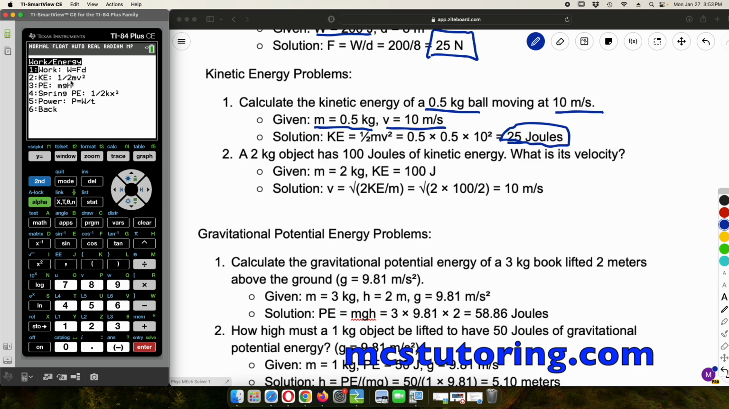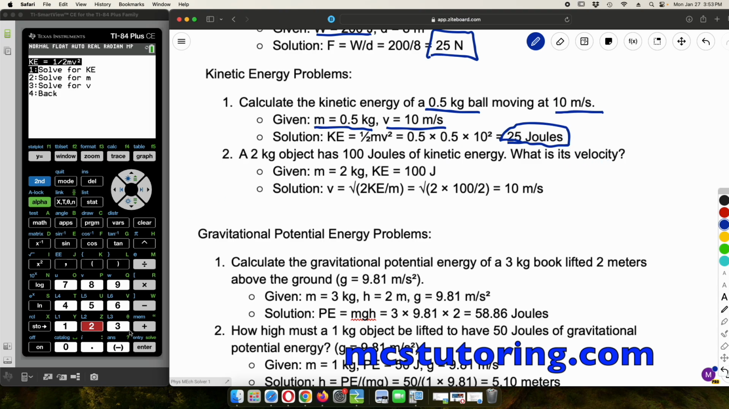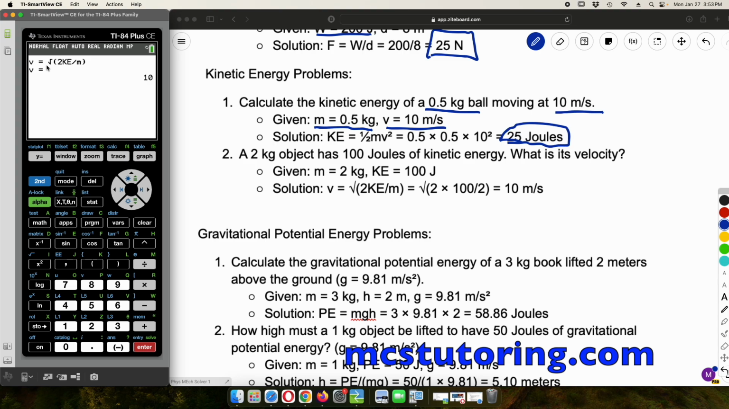Again, we're going to choose 2 in the work energy submenu, 2 for kinetic energy. And then we're trying to find velocity. What is its velocity? So we're going to solve for V. The kinetic energy is 100, so the KE is 100, and the mass is 2 kgs. And you're going to get, again, the formula: velocity equals the square root of 2 times kinetic energy divided by m, meaning the mass of the object. So you get 10 meters per second.